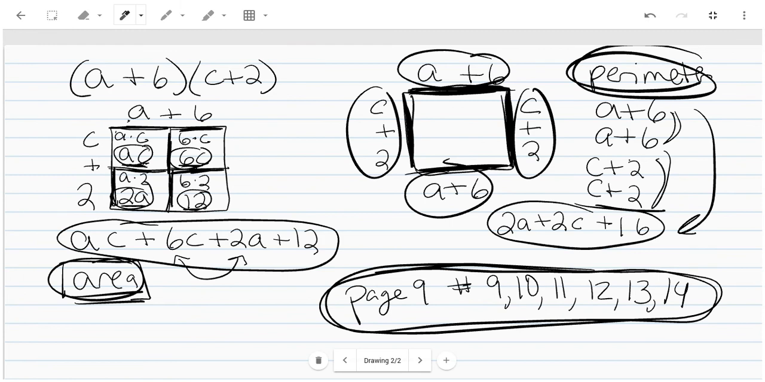So that's video 1. Enjoy, good luck, ask for help in your teams, and just watch these apply the same thing we did for each one of those. Area, we multiplied with the area model, and the perimeter, we just need to add them all up. Add up those 4 sides.